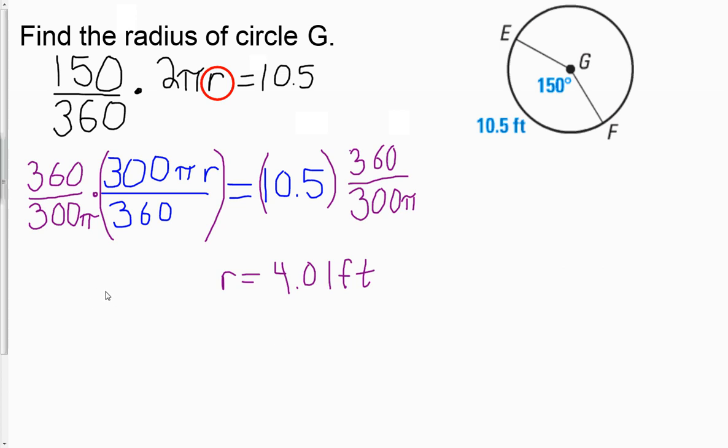Now at first it might not make sense because I'm looking at it like, what? But this is 6/5, but this is 5 pi. So this is really like 6 over 15. So we're dividing by a bigger number, and that's why we get 4.01.